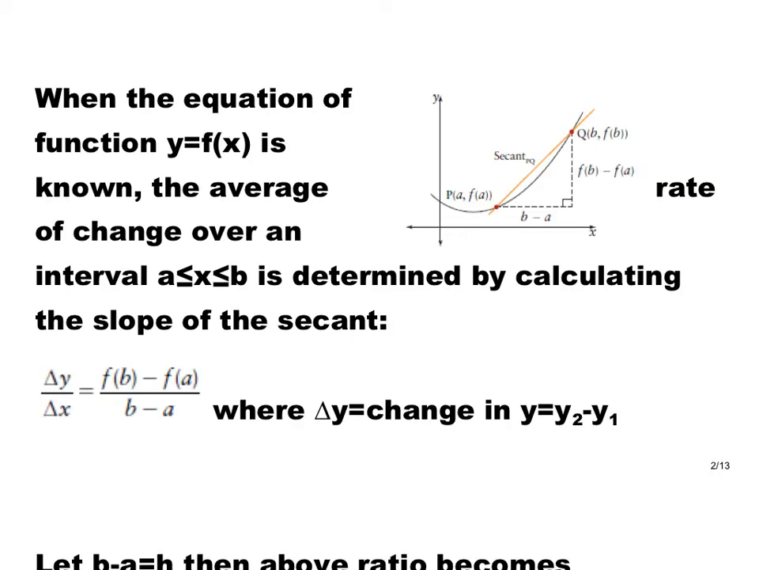If the equation is known and we want to find the average rate of change of the function f of x over the interval of x between a and b inclusively, we know that we have to use the value of the function at the end points of the interval, meaning f of b minus f of a over b minus a. And this was giving us the average rate of change of the function over the interval of a and b.